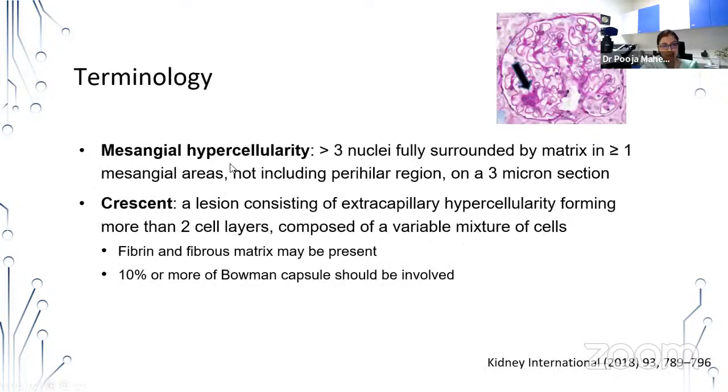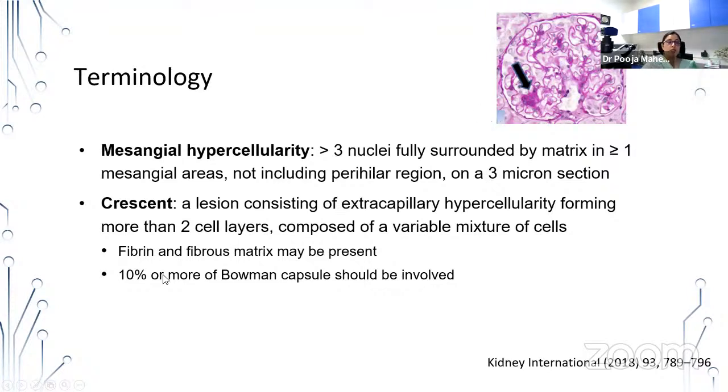What is mesangial hypercellularity? Previously it was 3 nuclei in the mesangial region. Now the criterion is that there should be more than 3 nuclei fully surrounded by matrix in more than 1 mesangial area, or even in 1 mesangial area. That should not include the perihilar region, on a 3 micron section. You can see here, this is a hilar area, and this is a mesangial region. There are almost 7 to 8 nuclei here, and even if you find this in one mesangial area, you can call it mesangial hypercellularity.